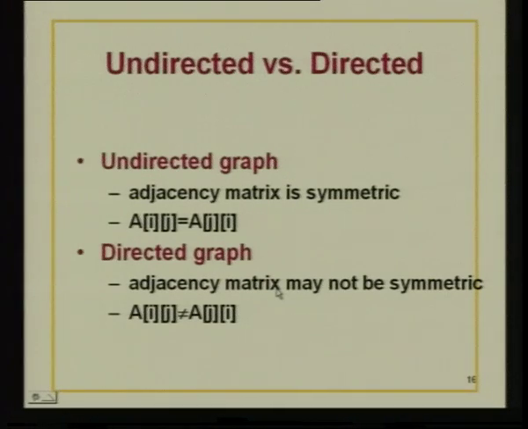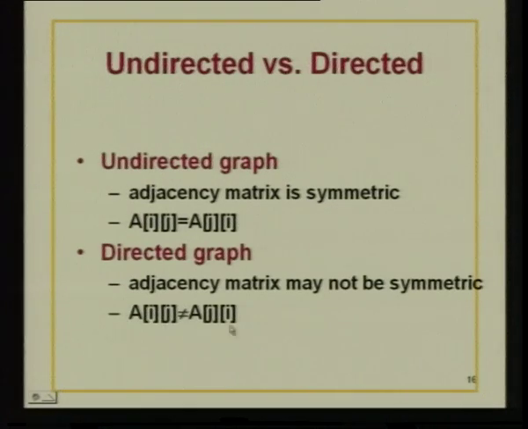And in a directed graph this is not necessarily true. The adjacency matrix may or may not be symmetric, but it is not necessary that it has to be symmetric, and Aij is not necessarily equal to Aji. I will talk about what this Aij and Aji are as I go along.